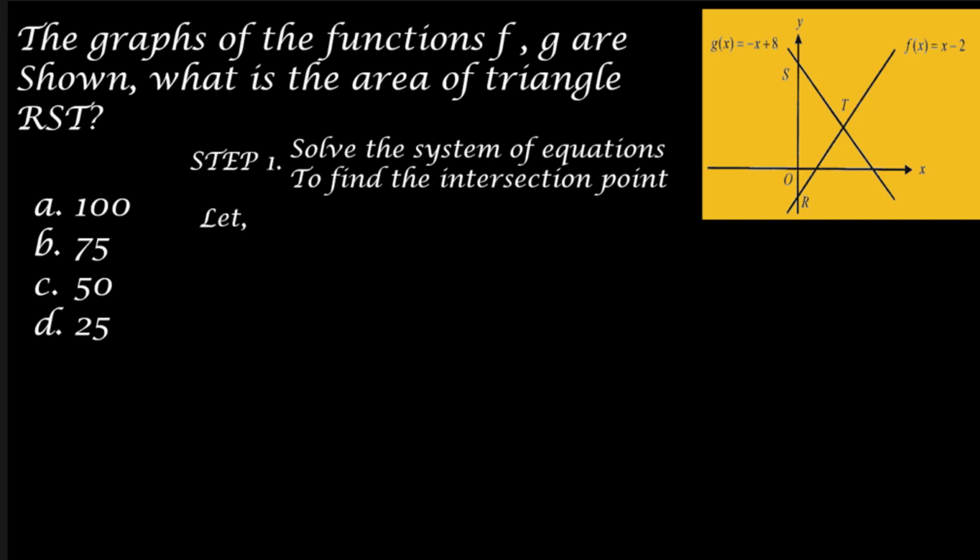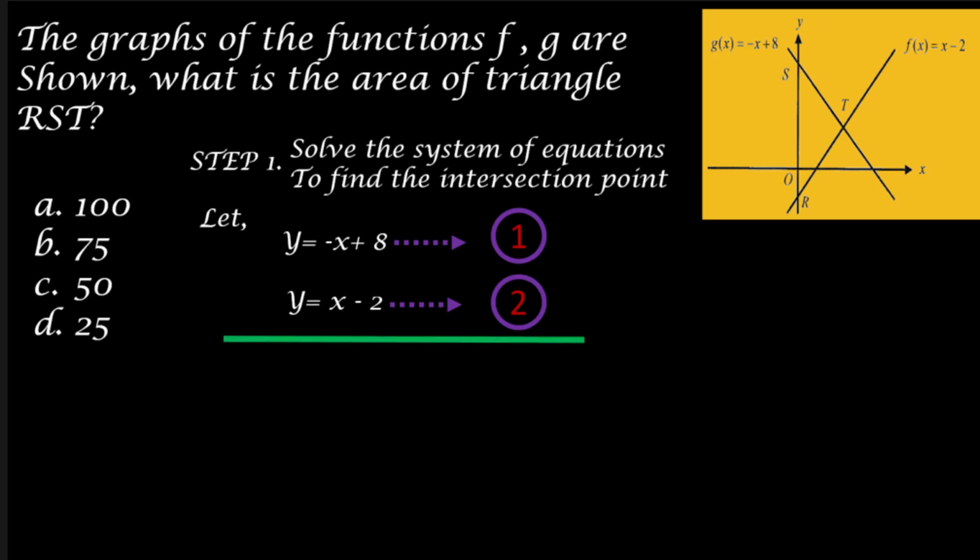Let the first equation be y equals negative x plus 8. This is g of x. And the second is y equals x minus 2. This is the equation of the graph f of x equals x minus 2. How can we solve the two equations? By the elimination method. It's very easy. Just add the two equations. We have here x and negative x, we can delete them because they are inverses.